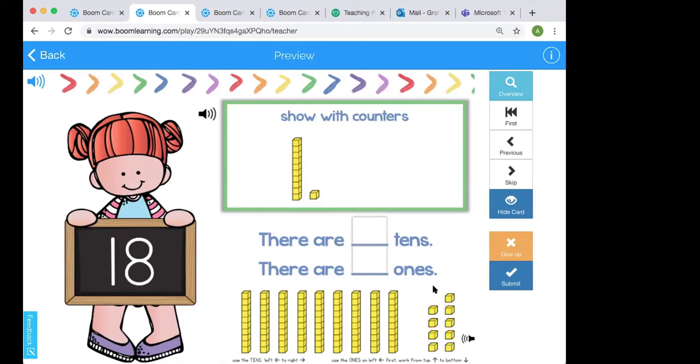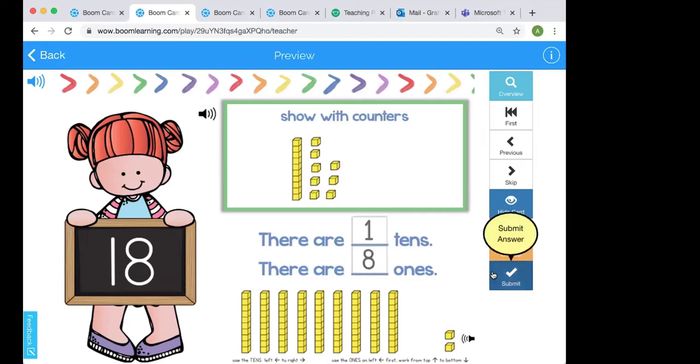So there's one group of 10, and the next number is an 8, and that 8 represents 8 ones. So 1, 2, 3, 4, 5, 6, 7, 8. So looking at our picture, how many groups of 10s do we have? How many do you think, boys and girls? I see 1. There is 1 ten. Okay, how many ones? Count them all up. Let's count. 1, 2, 3, 4, 5, 6, 7, 8.